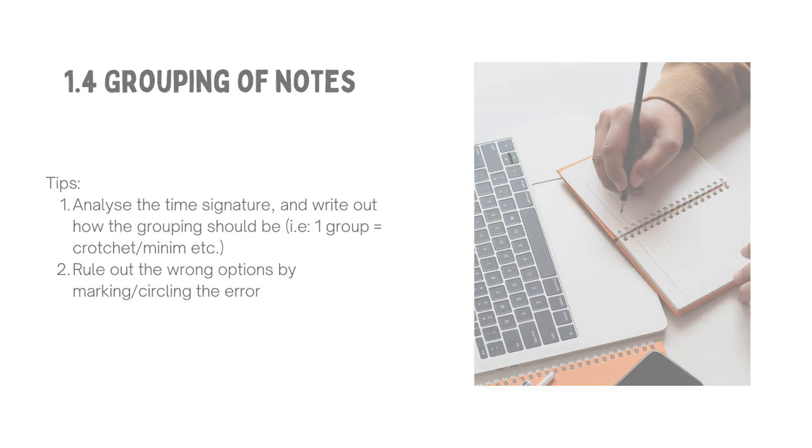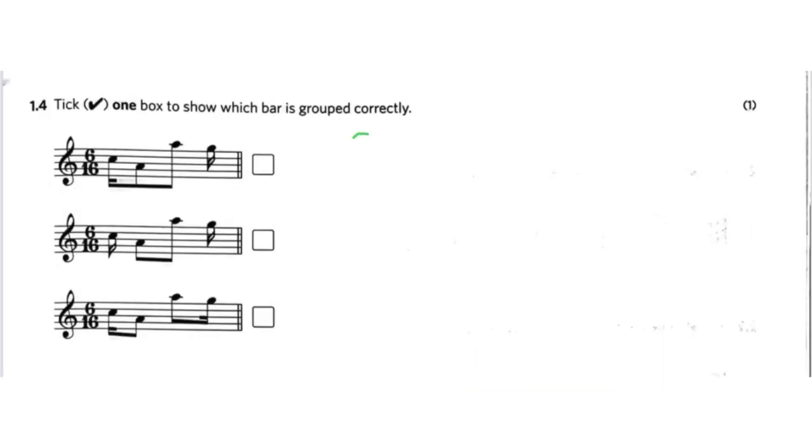Here's how the question looks. The grouping of 6/16 is 3 semiquavers in a group. So we'll check out which one fits the description. It would be the last one. So 1, 2, 3 and 1, 2, 3. 3 semiquavers in a group.